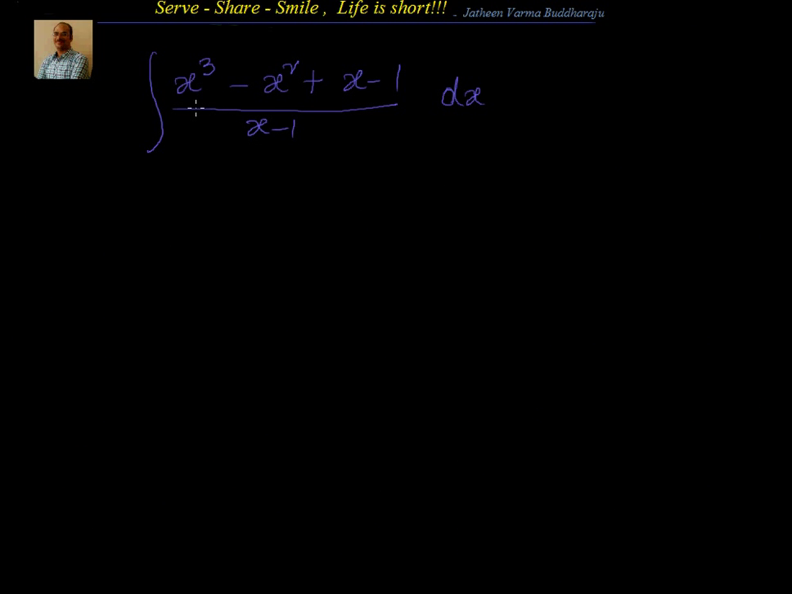We have to find out the integral of x cube minus x square plus x minus 1 divided by x minus 1 dx. This is what we have to find out. Now we know integral of x power n, other than that we don't know as of our current knowledge. So I have to make sure that the denominator cancels out, so that I get the problem in terms of x to the power of n. So for that I will try to factor out x minus 1.